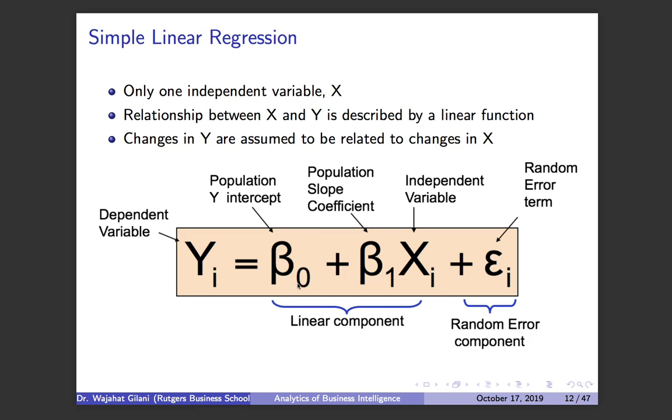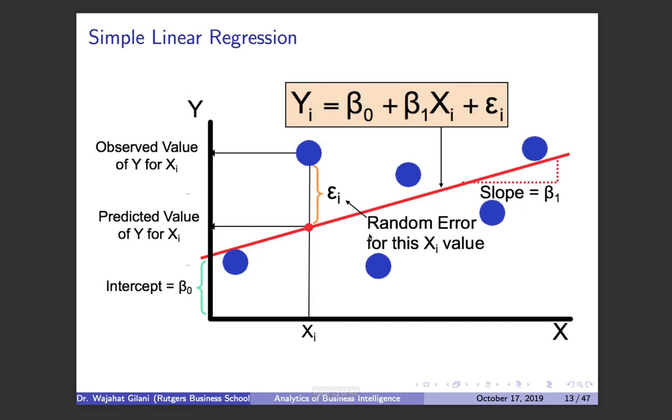The 0 is always saved for the y-intercept. Because we only have one independent variable, there's only one beta 1, and this is basically saying the slope of the coefficient. What does that mean? If you guys remember, I believe this is algebra.